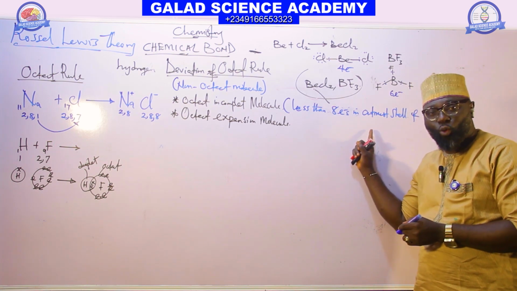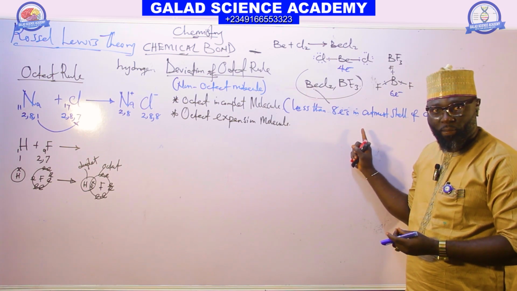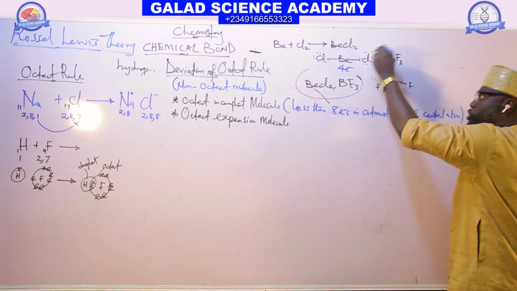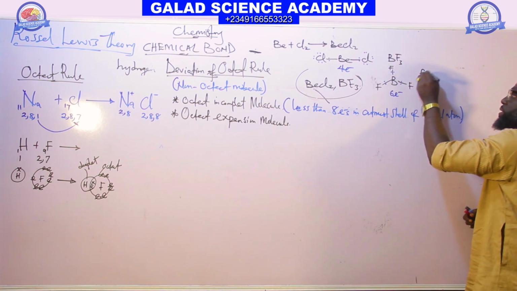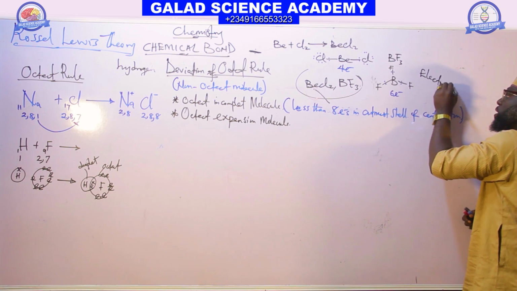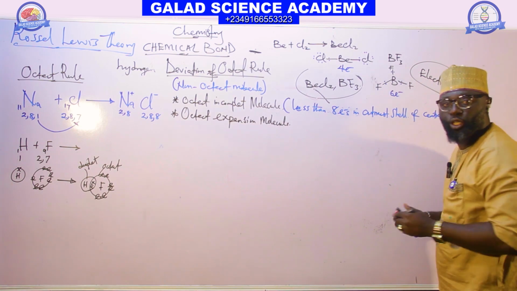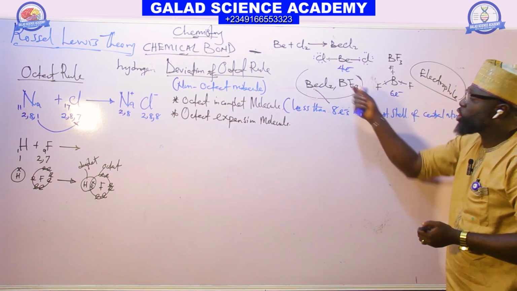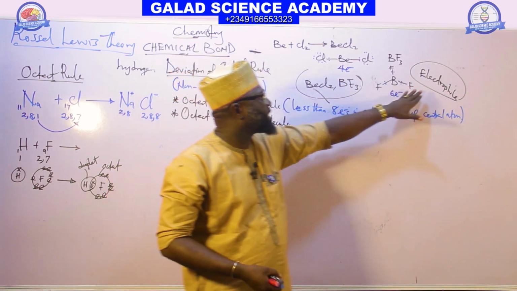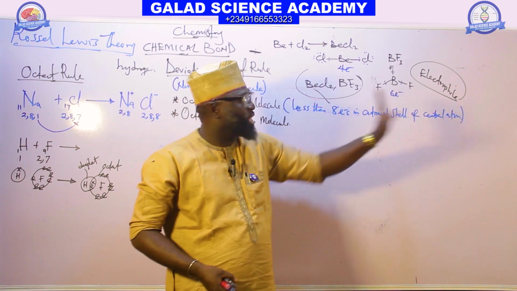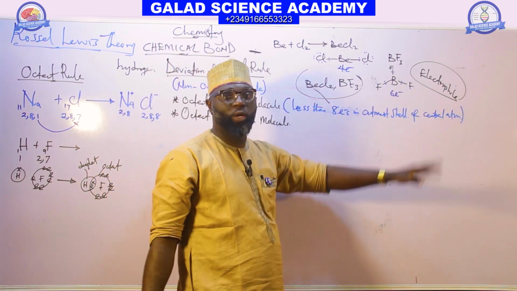And they are also called electrophiles. What is the meaning of electrophile? They are electron deficient species. Their electrons are not complete. These electron deficient species always react with electron-rich centers. So when we get to organic chemistry, you will get it better.